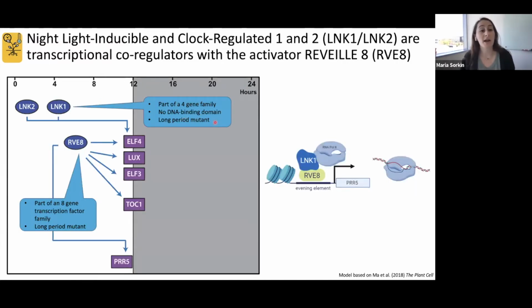LNK1 and 2 are night light inducible and clock regulated 1 and 2. They are transcriptional co-regulators with the activator transcription factor Reveille8. Together in a complex, these proteins activate the expression of evening circadian clock genes. Today I will mention TOC1 and PRR5 later in my talk, so those are the two that I want to highlight here. A previous study demonstrated that the LNKs perform this co-activation role by recruiting RNA polymerase II to Rev8 cis regulatory motifs in target gene promoters called the evening element.